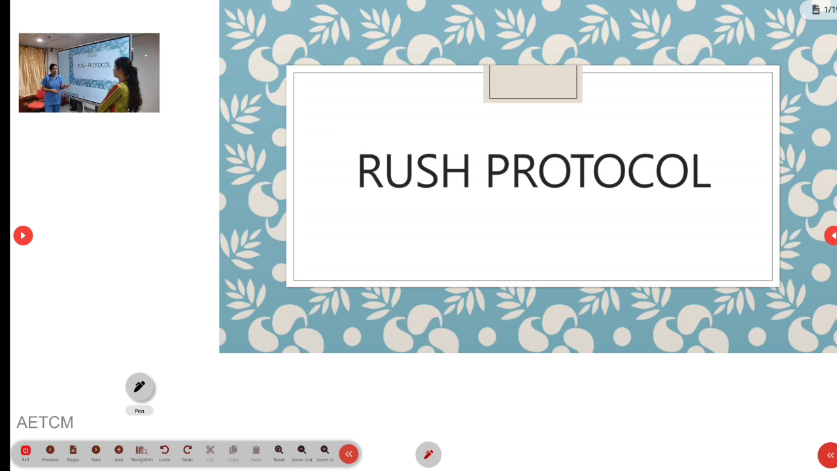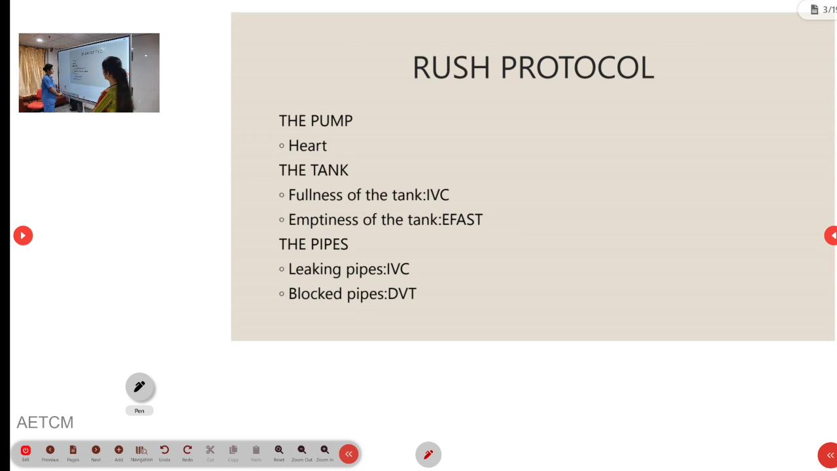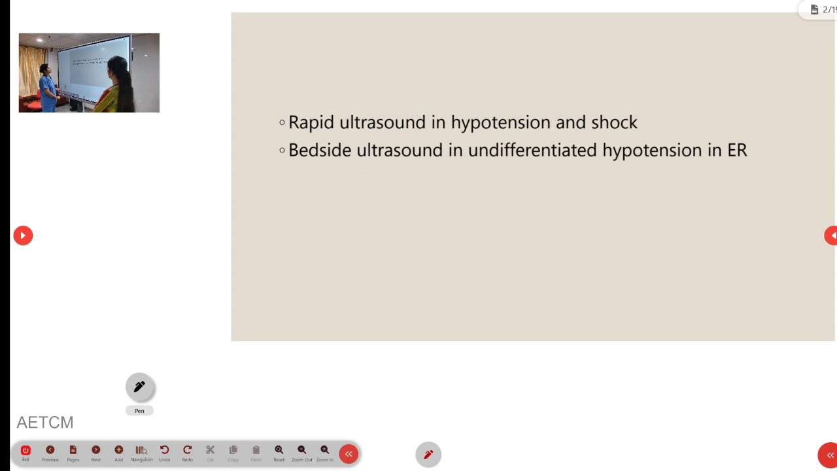Today we are presenting the RUSH protocol. RUSH protocol is rapid ultrasound in shock and hypotension. It is a bedside ultrasound which can be used in shock for detecting the cause and for the treatment of the shock. So that is the word meaning: rapid ultrasound in hypotension and shock, RUSH protocol.